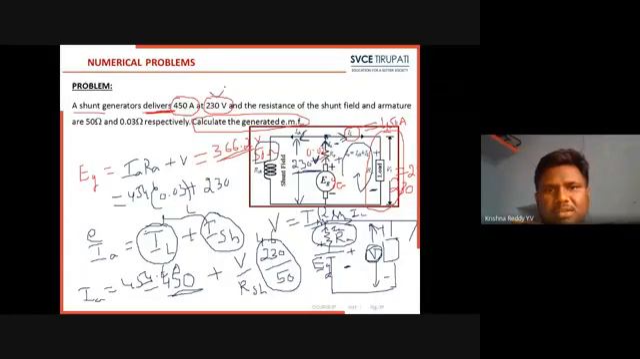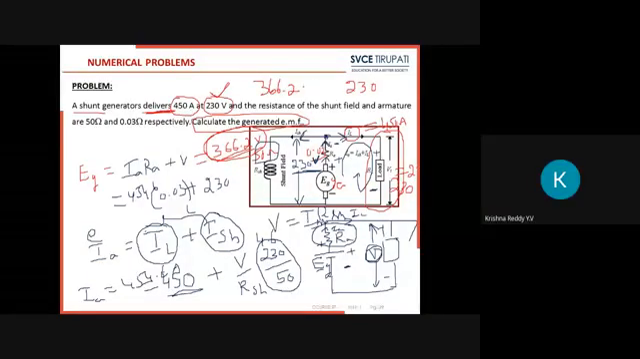Here the load has 230 volts, the generator generates 366.2 volts. Look, what is our load voltage? 230. What is the generated voltage? 366.2 volts. So where did the remaining drop go? In the armature resistance we are getting the remaining term. 366.2 minus 230 gives the armature resistance drop.